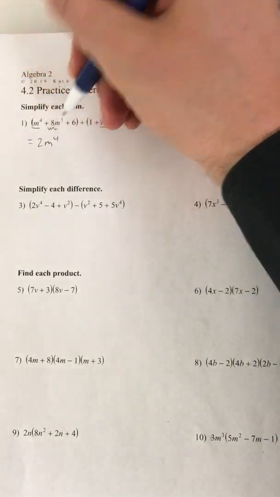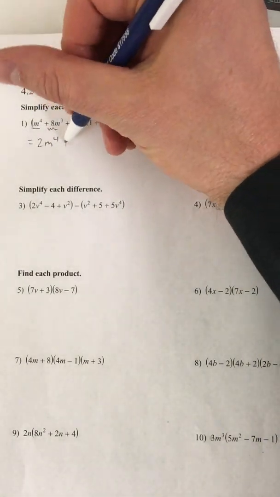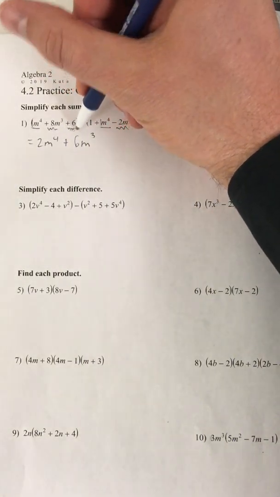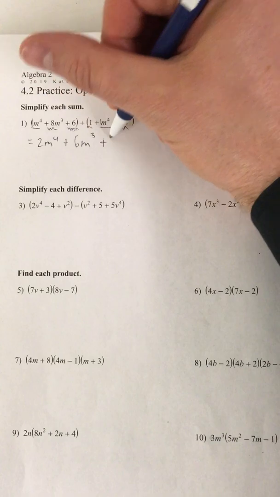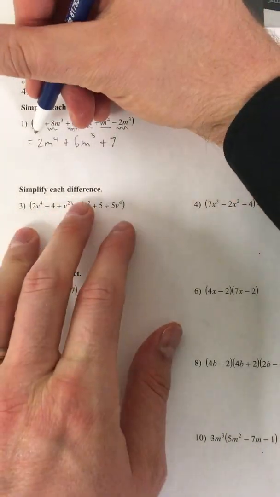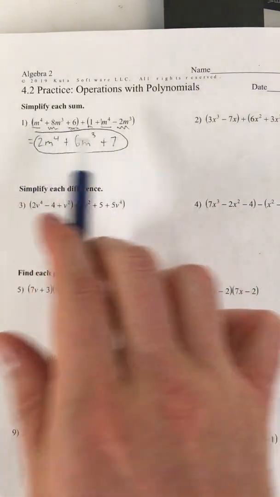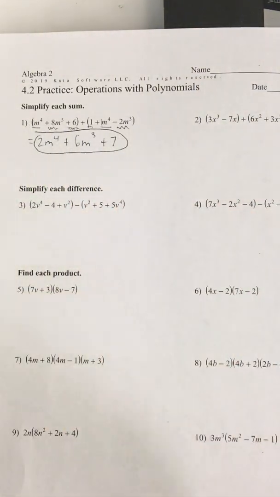And then I have 8m to the 3rd minus 2m to the 3rd. That'd be plus 6m to the 3rd. And then I also have a plus 6 and a plus 1. That would be plus 7. That would be my answer. So pretty easy. Adding polynomials, you're just combining like terms, just adding the coefficients, or subtracting if it's negative.